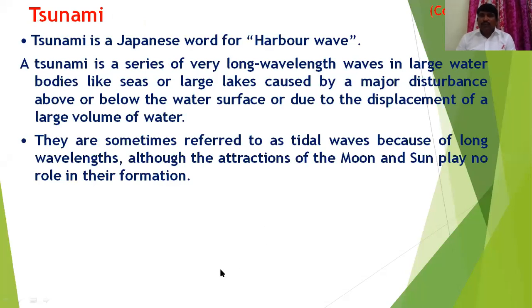And now we will look at tsunamis and their characteristics. Tsunami is a Japanese word referring to a wave. A tsunami is a series of very long wavelength waves in large water bodies like seas or large lakes or oceans caused by a major disturbance above or below the water surface due to the displacement of a large volume of water. They are sometimes referred to as tidal waves because of long wavelengths, although the attractions of the moon and the sun play no role in the formation of the tsunami.